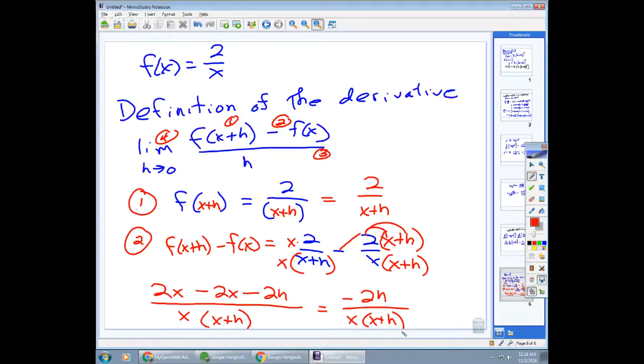Does anybody know why there's a 2 in the top here? There's a 2 because there's a 2 in the top of the original problem. All right, step 3 is to divide by h.